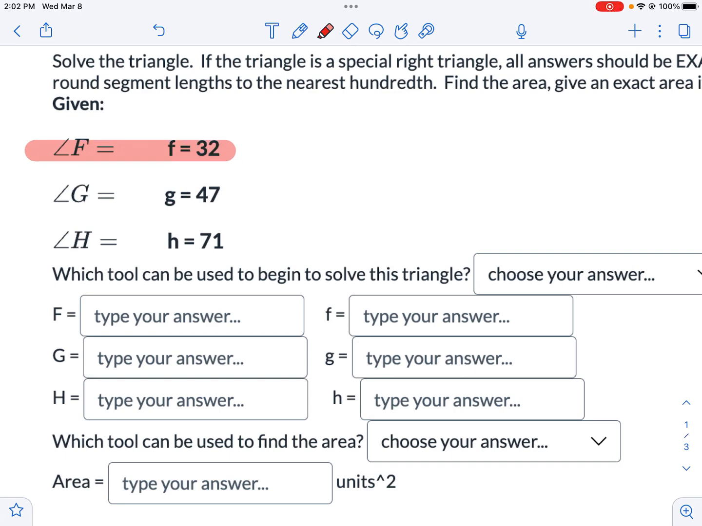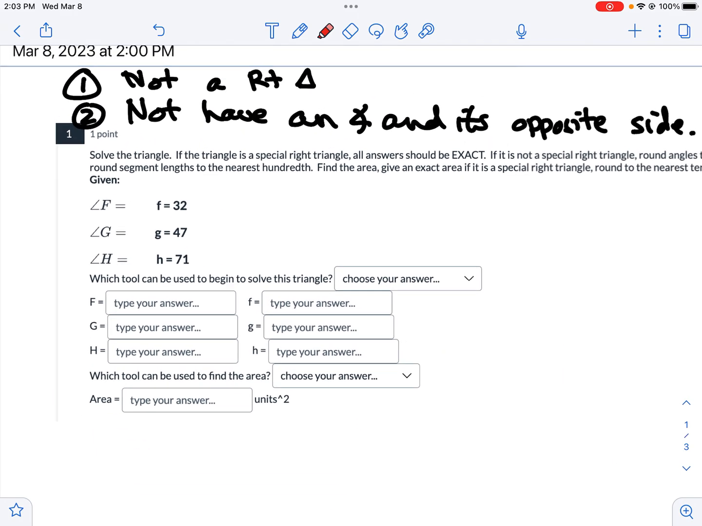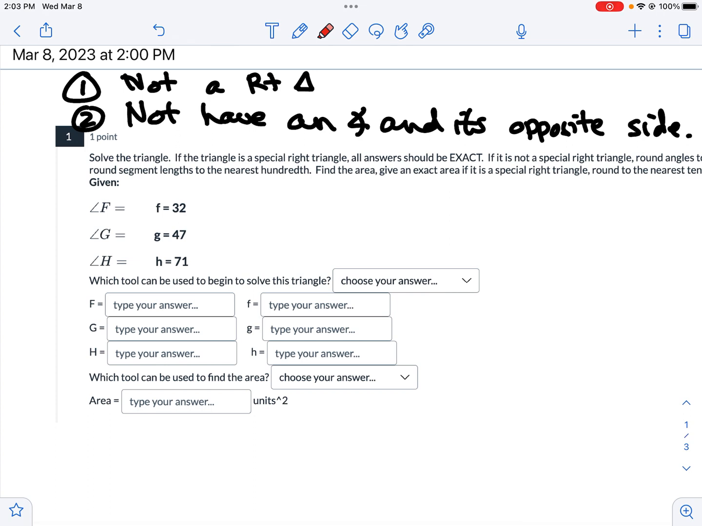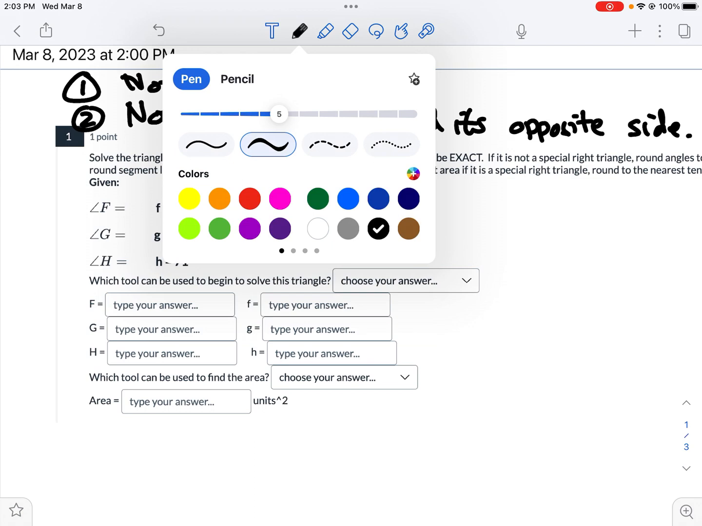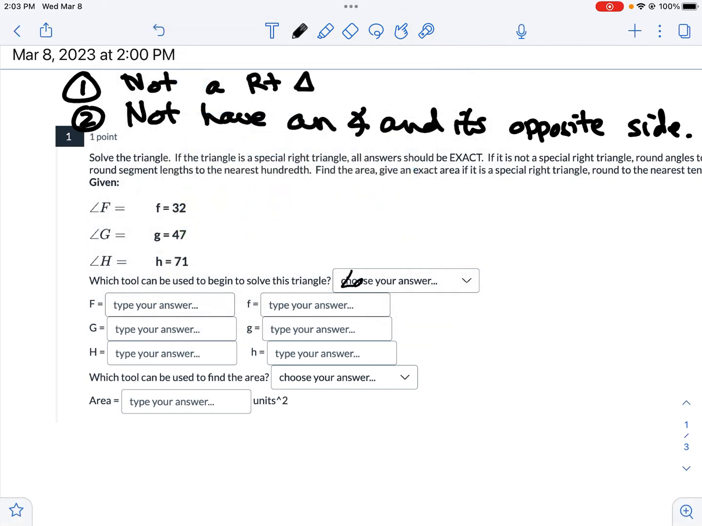Like I don't have angle F and segment F, or angle G and segment G, or segment H and angle H. So in other words, law of sines won't work either. So the only thing that will work, the only tool left in our toolbox, is the law of cosines. So we're going to write law of cosines in here.